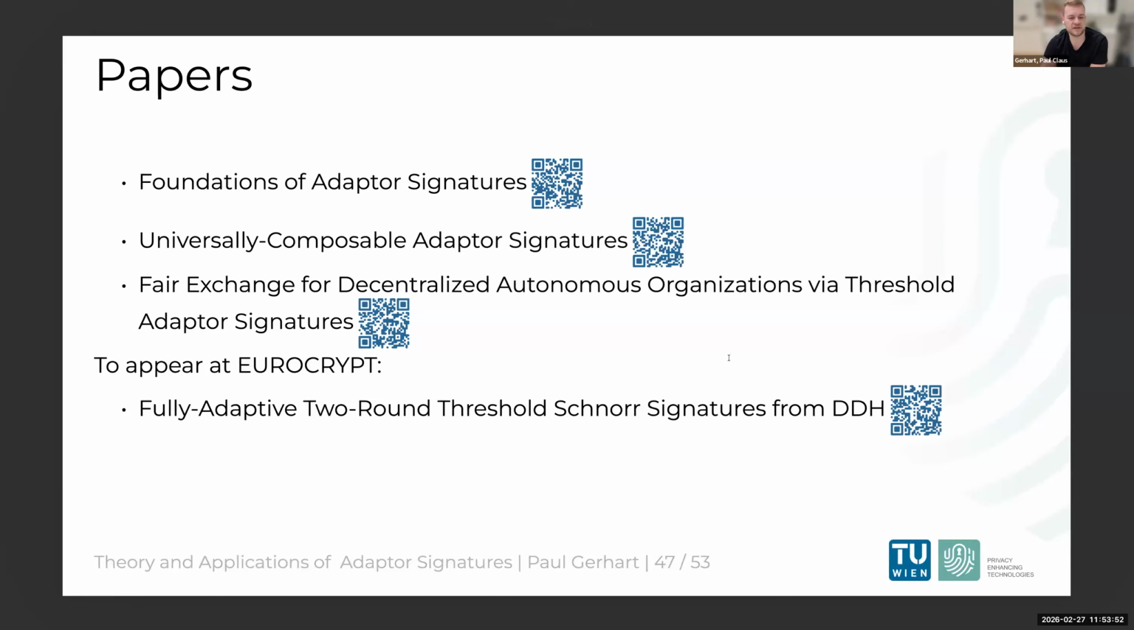Yeah, and that's it. So if you want to have a look at the papers, these are the three sources: the foundations of adapters, unreversible, composable adapter signatures, and the fair exchange paper. And if you're curious about other related work, we have a paper on Eurocrypt, me and Davide, who is in the audience, I guess, on fully adaptive two-round threshold Schnorr signatures.